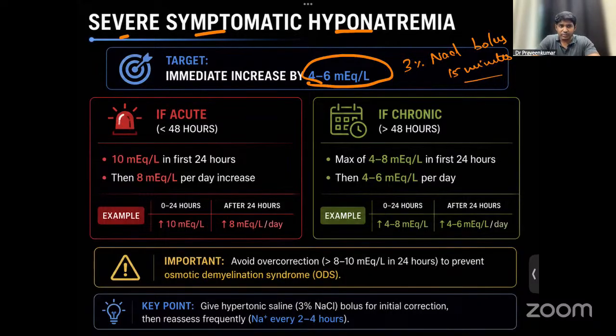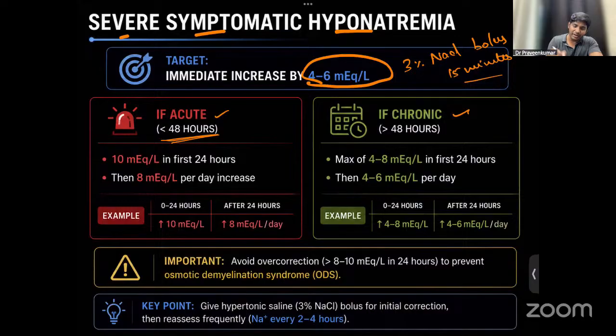That's all. So any doubt with that? If there is no doubt, then we'll go to acute and chronic. If the patient has confirmed acute hyponatremia, that is, the patient has less than 48 hours of hyponatremia, which means it has occurred very fast, then you can treat it very fast.